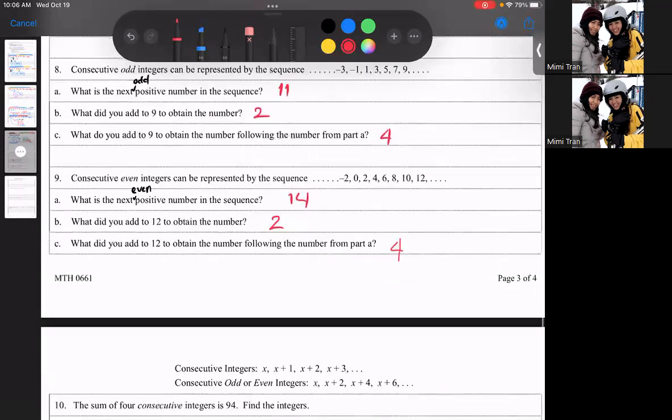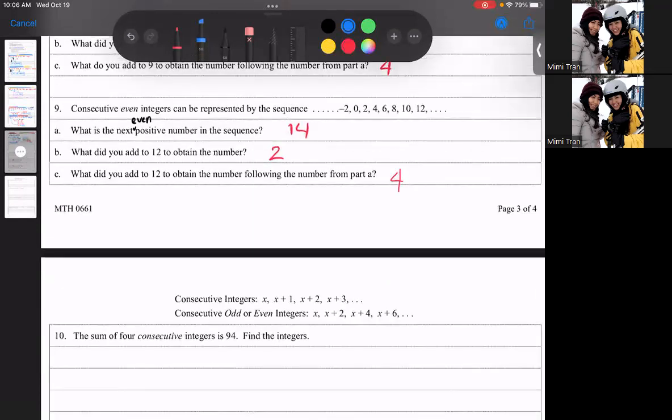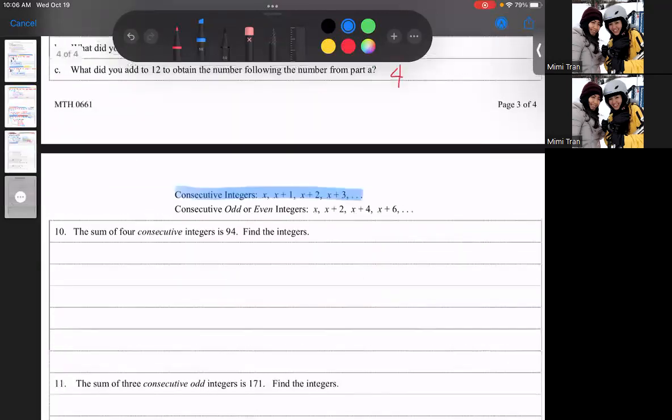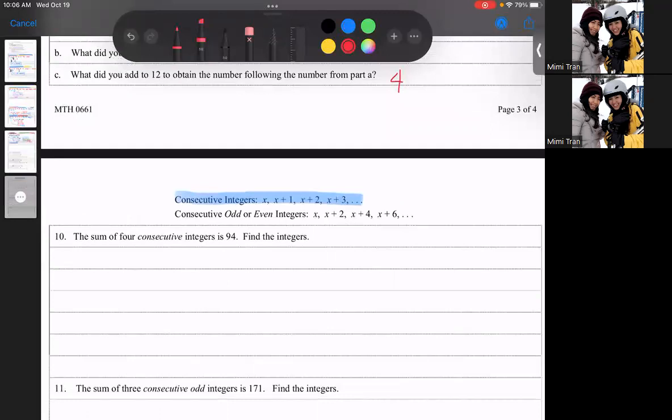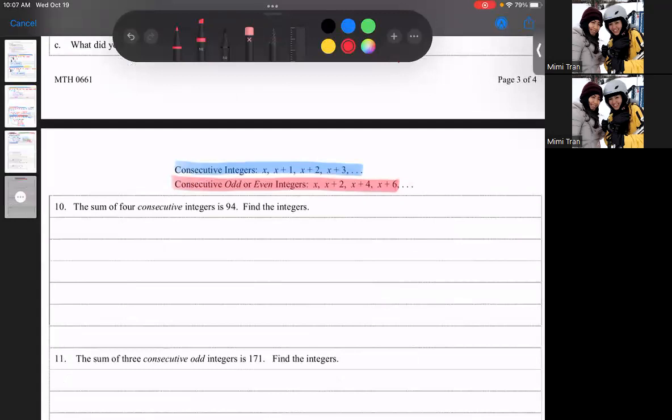All right, so basically, for consecutive integers, if you want the next number, just keep adding 1. For the next one, you add 2 to the original number, then add 3, add 4 to the original number, right? For consecutive odd or even, you keep adding multiples of two. Two, four, six, eight. Multiples of two. So remember that. All right, let's do some problems.